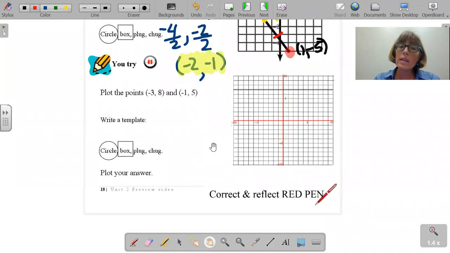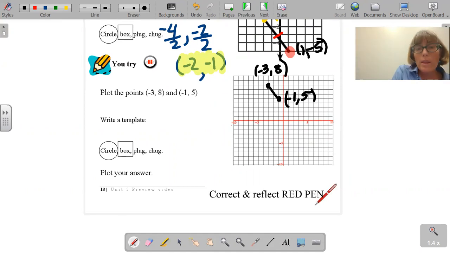I like you to do this page on your own. Pause the video. Welcome back. Let's see how you did. So you have the endpoint, -3, +8, and -1, +5. And we're going to find the midpoint.